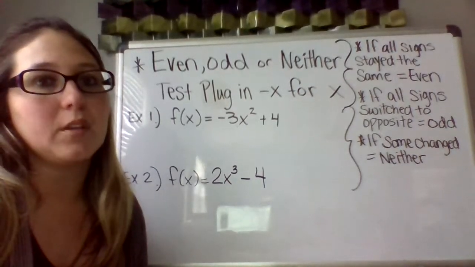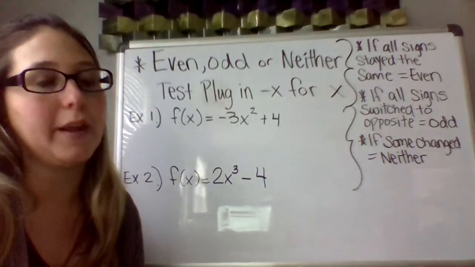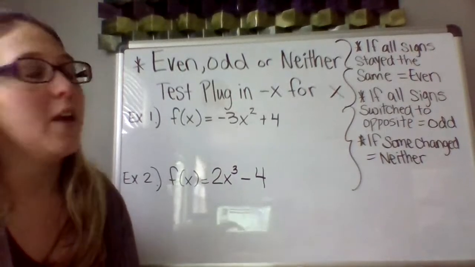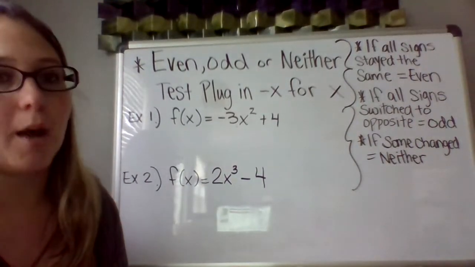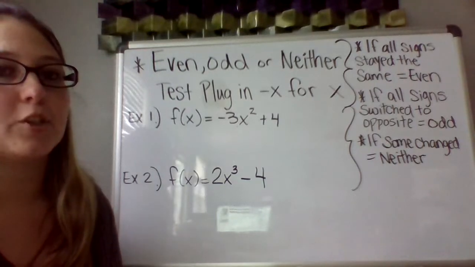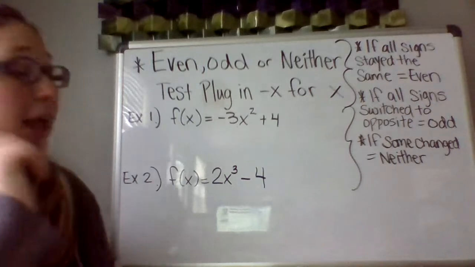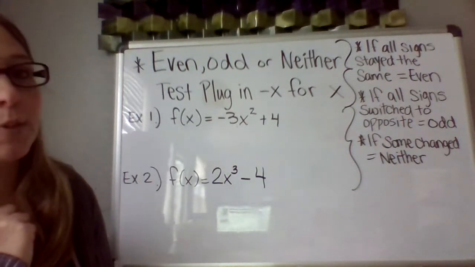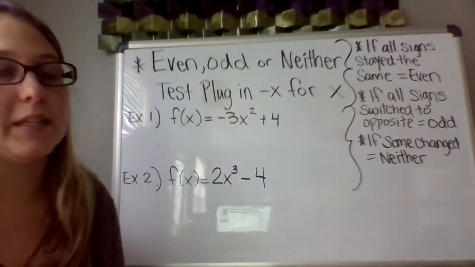If it's an odd function, so if we plug in the negative x into the equation, all the signs are going to switch to opposite. So if it was a negative in the original, it's now going to be a positive. If it was a positive, it's going to be a negative. But it has to be everything that switches. If only pieces of it switch, then it's neither. It's not an odd, an even, it's neither of them.